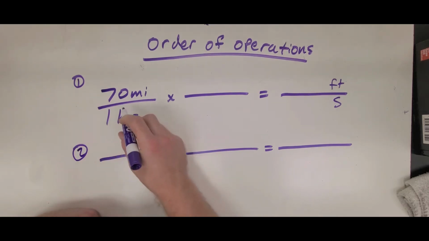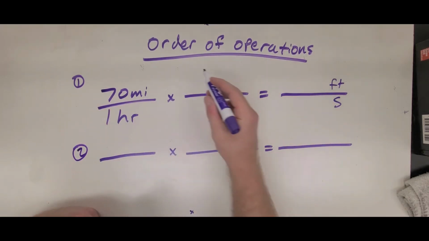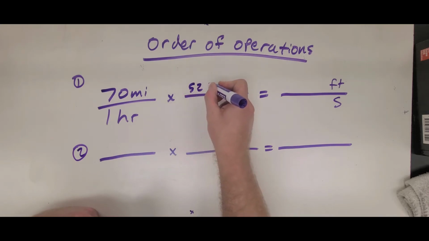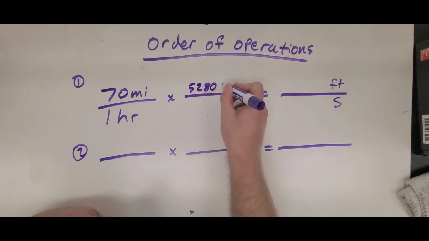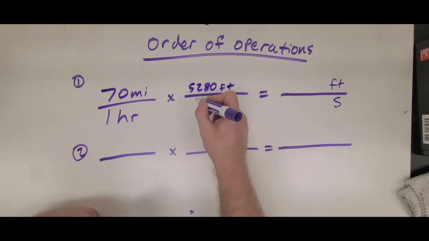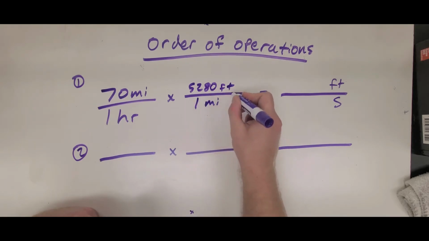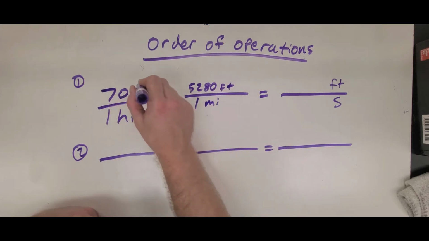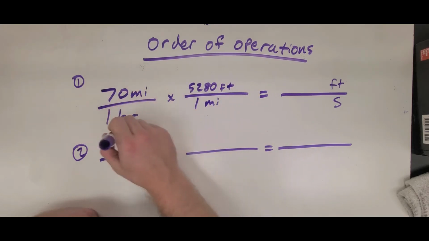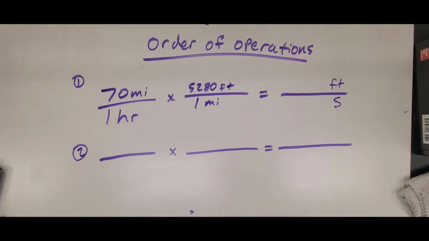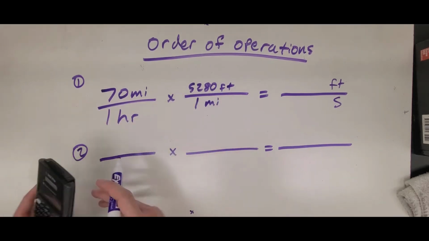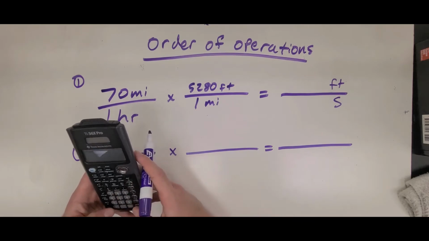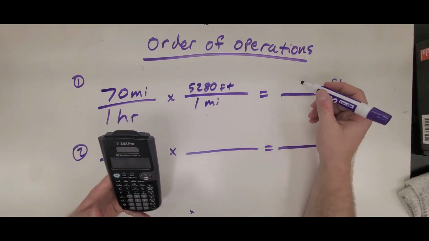For the second step. So there are 5,280 feet in 1 mile. We want the feet on top because that is our desired units, and that is where the units need to go on top in this particular fraction that we've created. Multiply it out, 70 times 5,280. Comes out to a lot of feet.